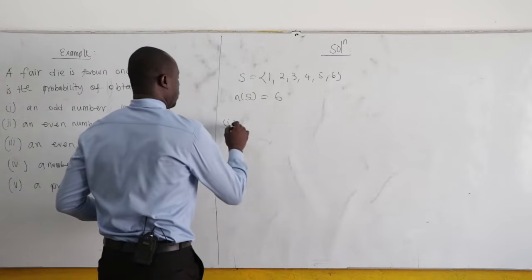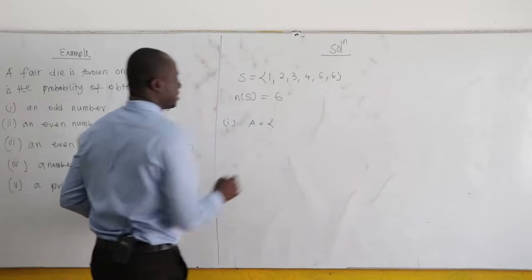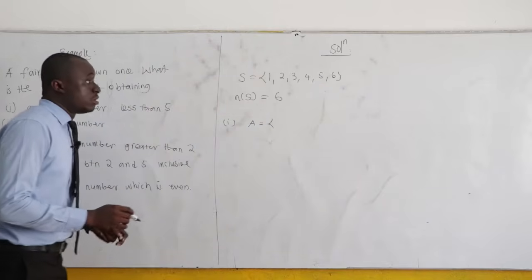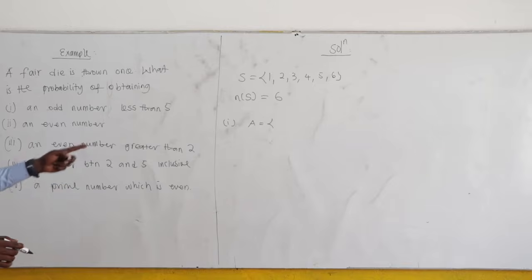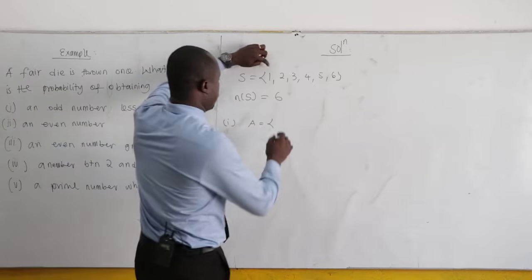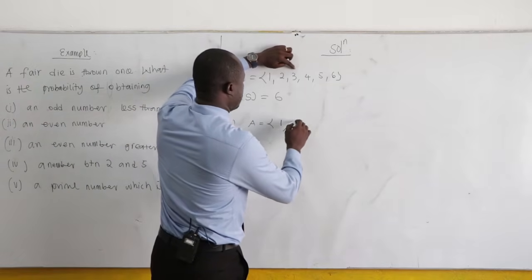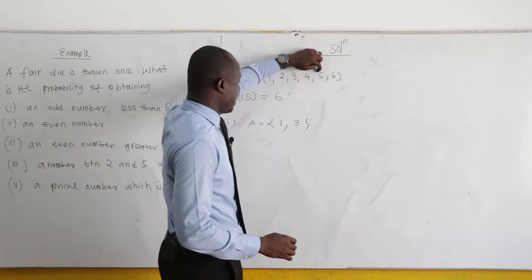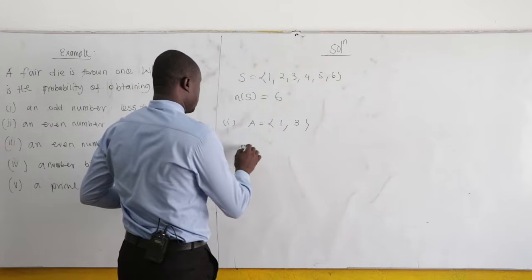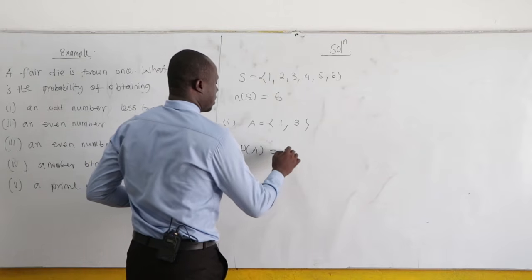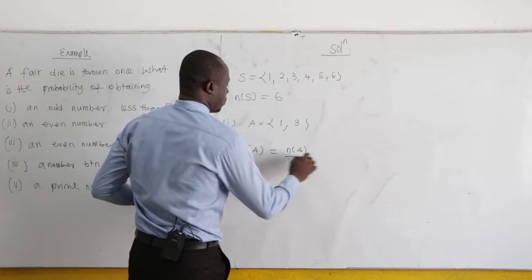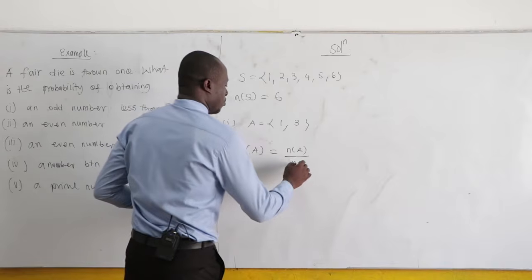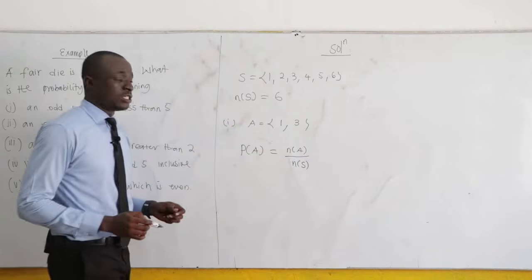Now the first one says an odd number less than 5. So if A is the odd number, let's list the elements for odd numbers less than 5. The first odd number is 1. The second odd number is 3. And that is all because you are being told it should be less than 5. So the probability that the event A can occur is the number of ways in which A can occur all over the number of sample space.